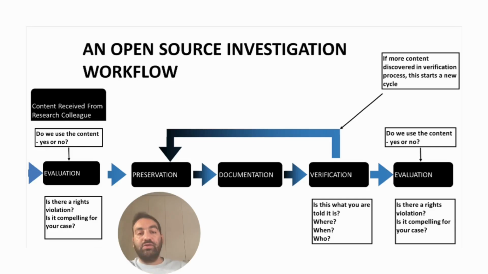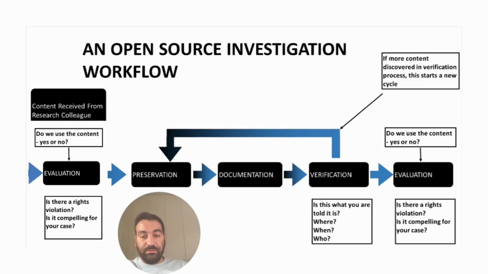And now we enter the feedback loop again and this iterative process. If new content or information surfaces during the verification process, it might trigger a new cycle of evaluation, starting again from the decision on whether to use the new content. This is an adaptive workflow. This feedback loop ensures that the investigation remains dynamic and responsive to new information, continually refining the focus and approach as needed.